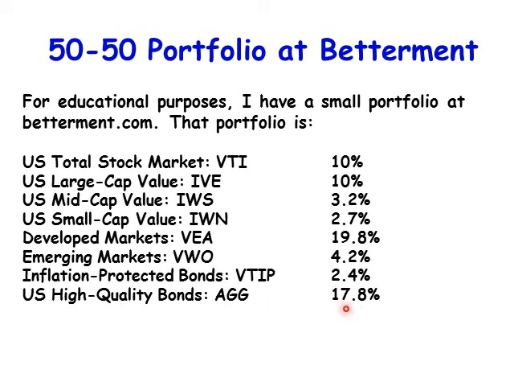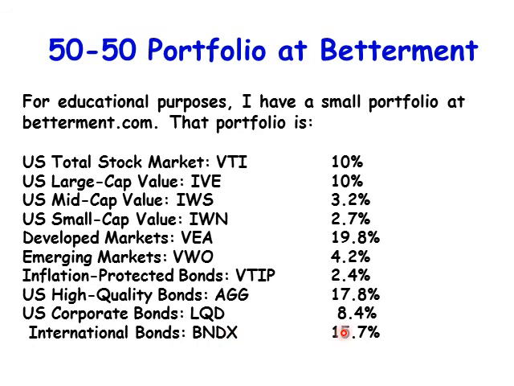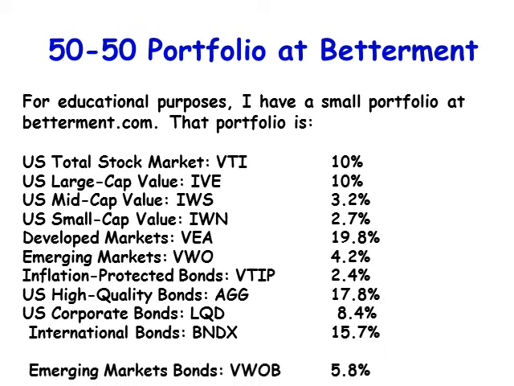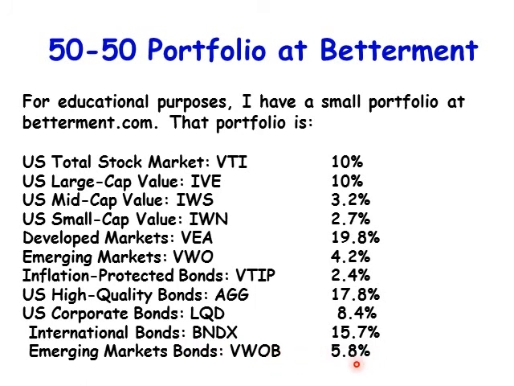Let's continue. High quality bonds are 17.8%, and corporate bonds, liquid, 8.4%. International bonds are 15.7%. So out of the 50%, 15.7% is international, about a third of the bonds. And emerging market bonds are 5.8%. Between these two, it is about 21%. So 50% is the income portfolio and 21% is international, a 29 to 21 ratio, so 42% of the bonds are international.